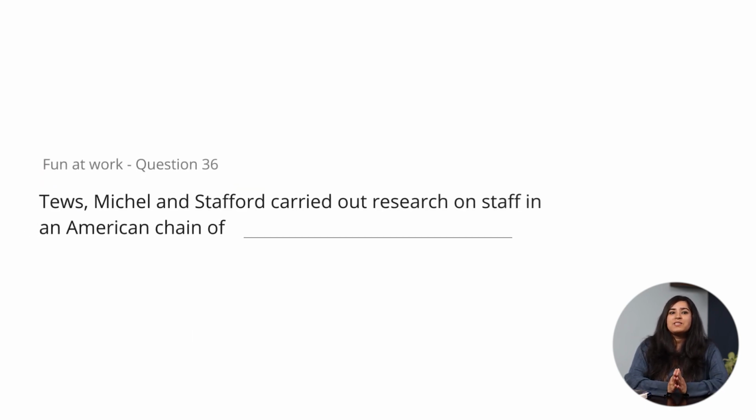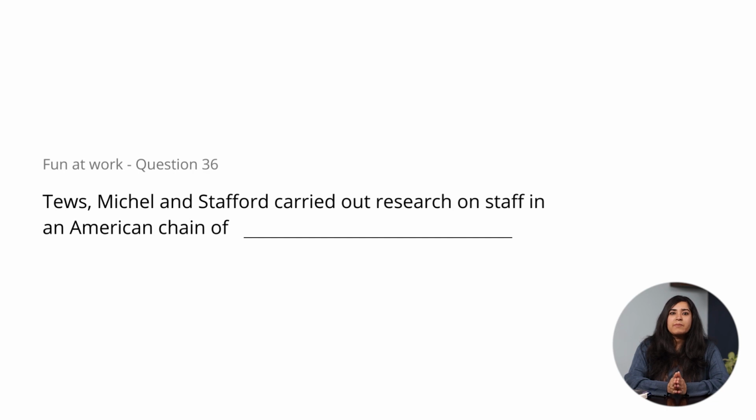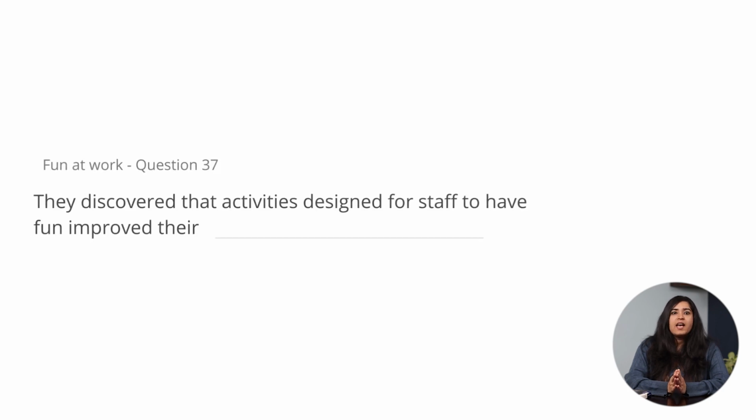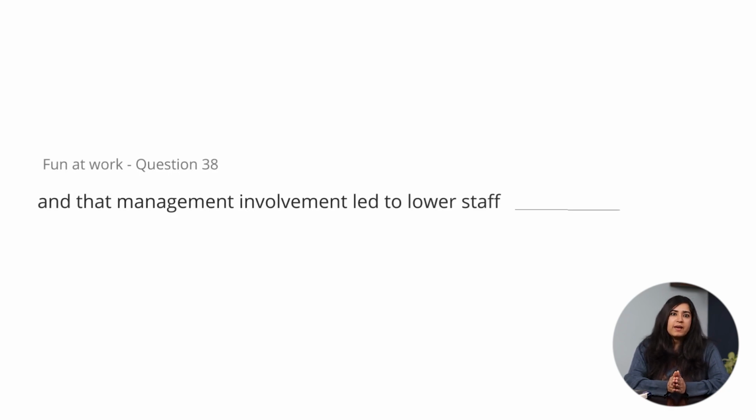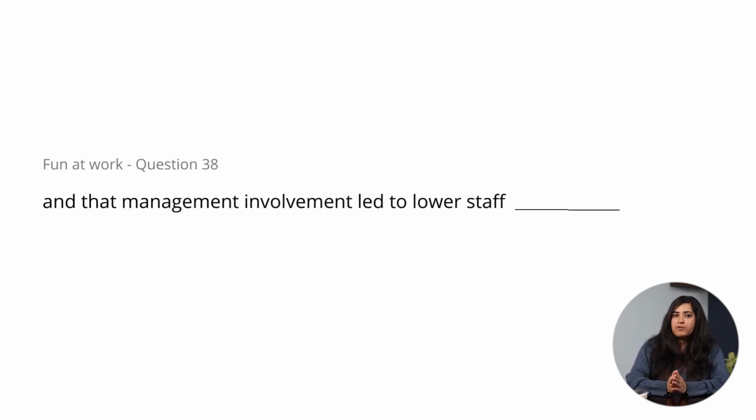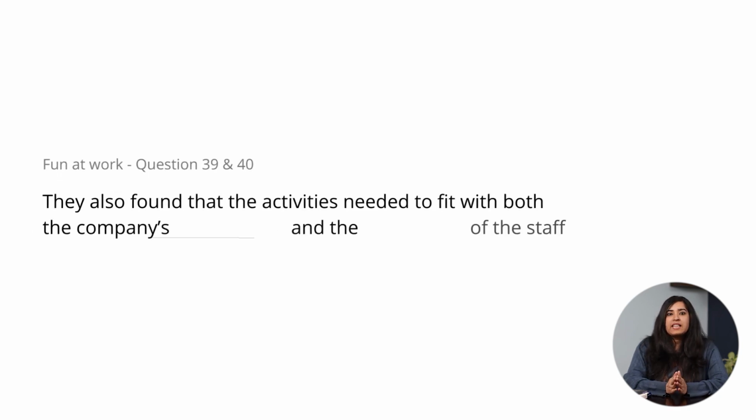The summary is titled Fun at Work. Chow, Michael, and Stafford carried out research on staff in an American chain of blank. They discovered that activities designed for staff to have fun improved their blank, and that management involvement led to lower staff blank. They also found that the activities needed to fit with both the company's blank and the blank of the staff. A balance was required between a degree of freedom and maintaining work standards.